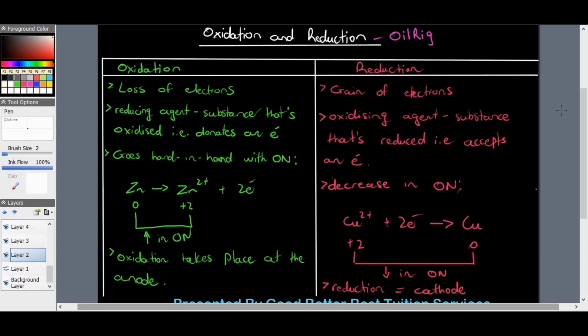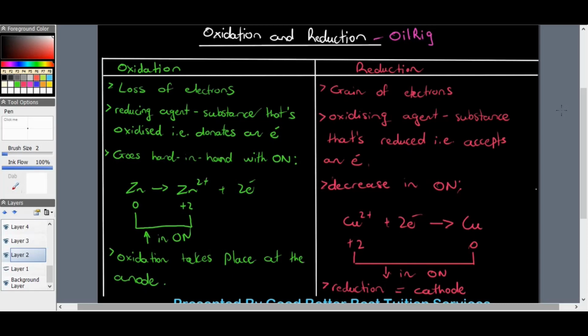So OIL: oxidation is loss of electrons. That's what the OIL part stands for, and RIG stands for reduction is gain of electrons. So that OIL RIG acronym should jog your memory. It's a great little memory tool to remember the difference between oxidation and reduction. Jumping back into oxidation, like I said, it is the loss of electrons.